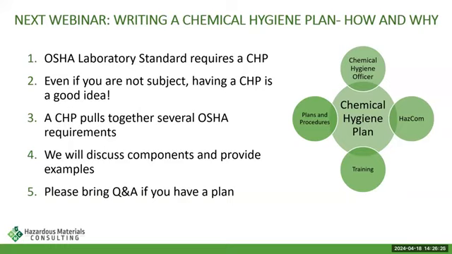Even if you are in a state that's not subject, and I think everybody that we've got on these webinars is subject to this, even if you aren't required by law, these are a good idea. The CHP, the Chemical Hygiene Plan, pulls together several OSHA requirements. It gives you the opportunity to really look at your inventories, make sure that everything on the inventory for the school is stuff that you want in the school, that you've adequately evaluated the risk for, and that you have safety measures in place to minimize risk and exposure to students and staff.